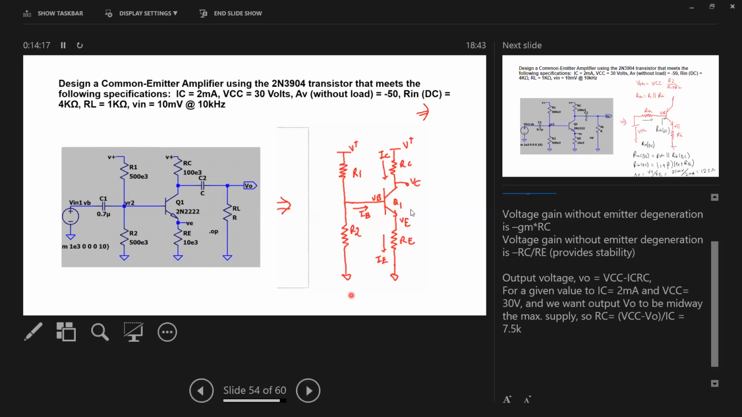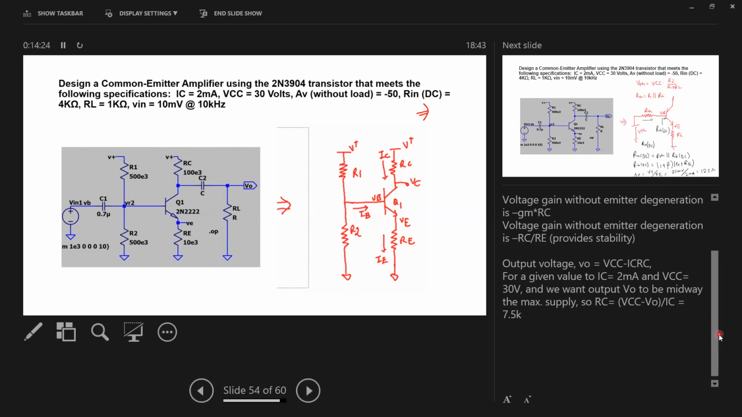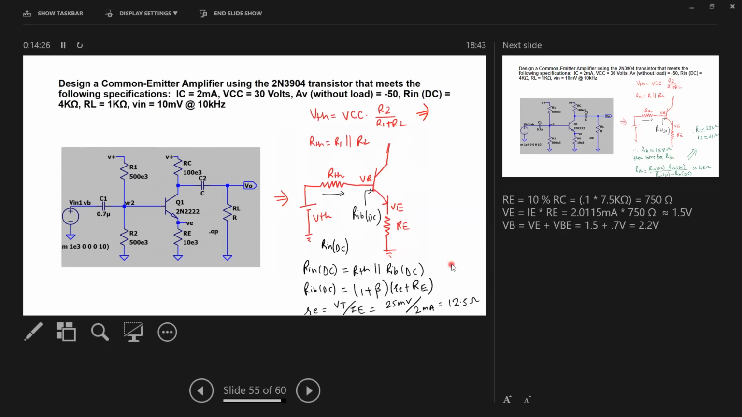So coming back to our circuit, we got the value of RC now. That is the first component we have done. Now we move to another slide where we want to understand the value of RE. Remember, I just said for a common emitter circuit with the emitter degeneration resistor, the gain will be the ratio of two resistors, minus RC over RE.